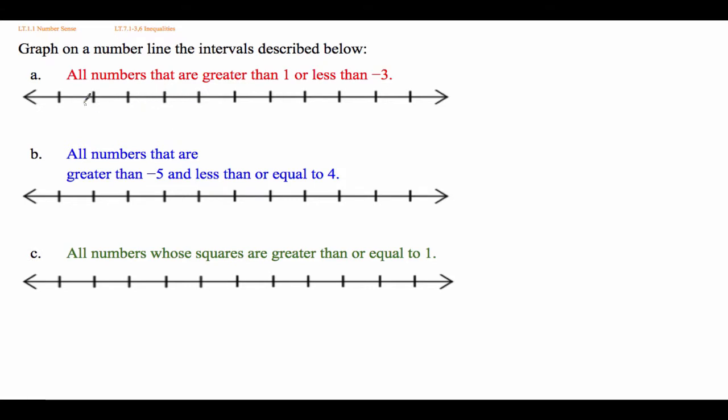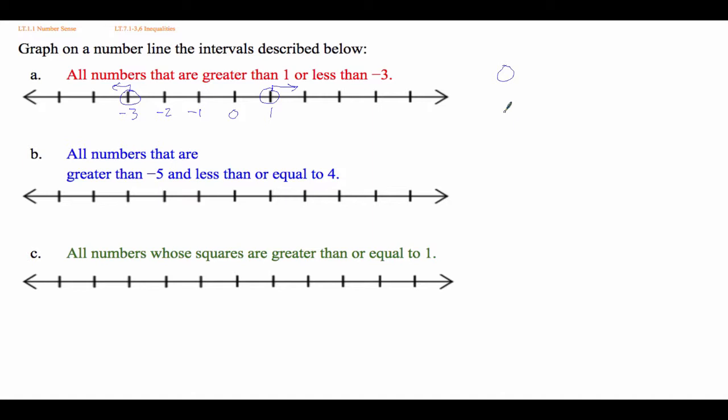On the first one, you were to draw numbers that are greater than 1 or less than -3. So I'll put some numbers on the number line to do this. And we'll start with 1. Greater than 1 does not include the 1, so you leave it an open circle. Less than -3, it does not include -3, so we leave it an open circle. We go to the left because it's less than.